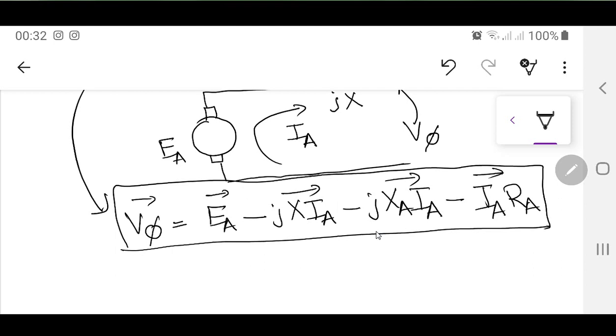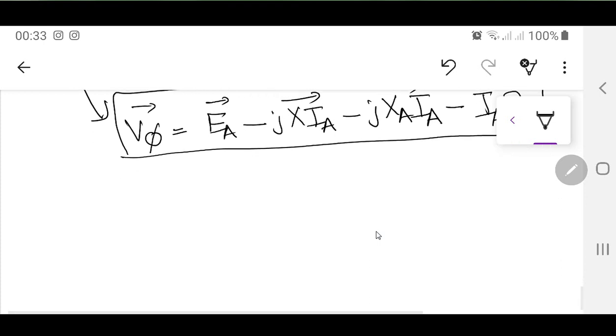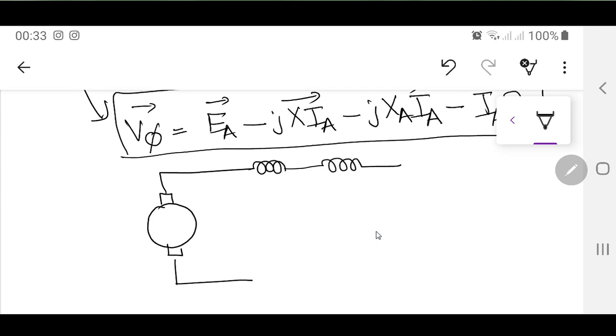Now this diagram which you have just drawn will change. If I model it again, this is the same EA just like we used for the DC machine, and then here the first thing is the inductor X, then I have the inductor XA, and then I have the resistance.